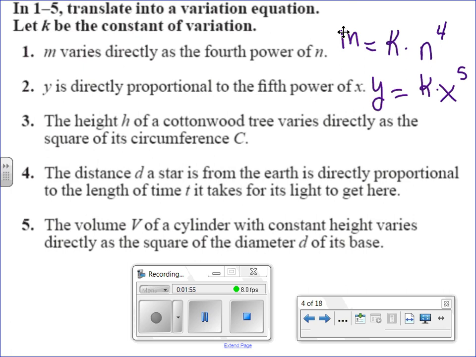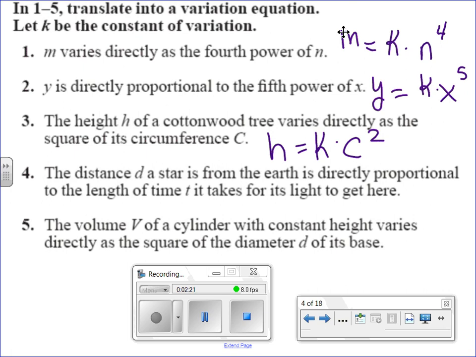Somebody want to try? The height of a cottonwood tree varies directly as the square of its circumference. Spencer? H equals c squared. Good. Do you need anything else in your equation? No. You need a k for your constant. You have to put that k in there because that's the number you will be solving for later in the day.